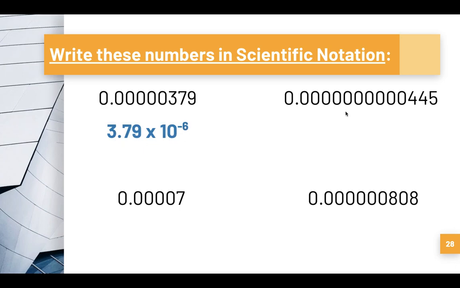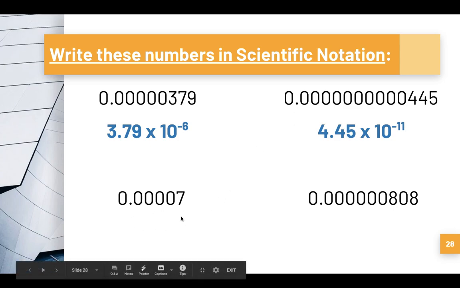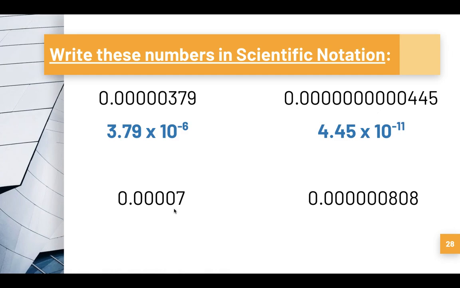Let's look at this one. We had to move our decimal all the way in between the two 4s. This first 4 is going to be our whole number in front. And how many places do we go? 1, 2, 3, 4, 5, 6, 7, 8, 9, 10, 11. So it'll be 4.45 times 10 to the negative 11th. And make sure it's negative because this number is tiny, meaning that it's 0 in front. All of these are going to have a negative exponent.